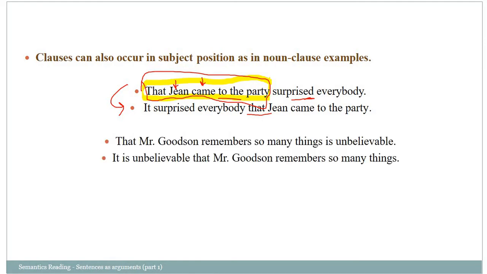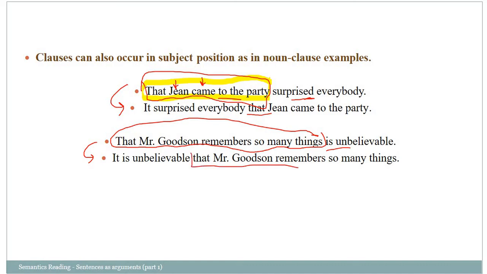So we can see another example, that Mr. Godson remembers so many things. Here is the noun clause in the subject position. Mr. Godson remembers so many things is unbelievable. We can translate it into Turkish as "Mr. Godson'ın bu kadar çok şeyi hatırlaması gerçeği inanılmazdır". And the same sentence can be paraphrased like, it is unbelievable that Mr. Godson remembers so many things. Again, we can see that the noun clause might be in the subject position, or it might be part of a cleft sentence. Okay, here it is in the form of a cleft sentence.